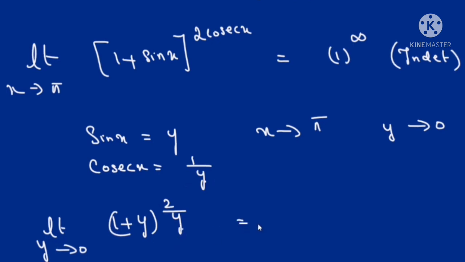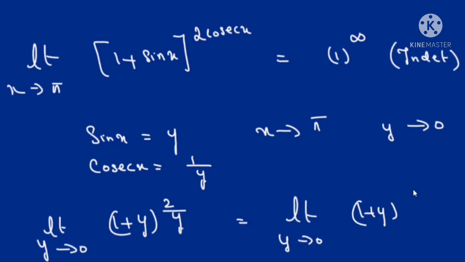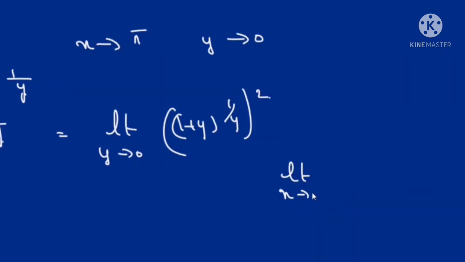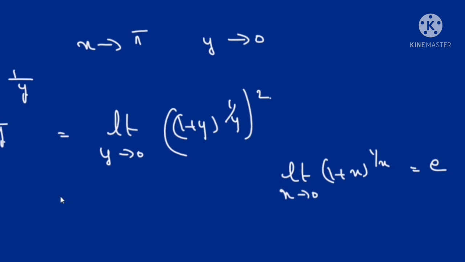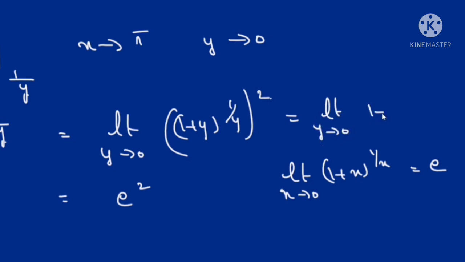So we can write this as limit y tends to 0, 1 plus y, the whole power 1 by y, the whole square. You know the formula, limit x tends to 0, 1 plus x, the whole power 1 by x, the value is e. So this term will become e. So this is e square.